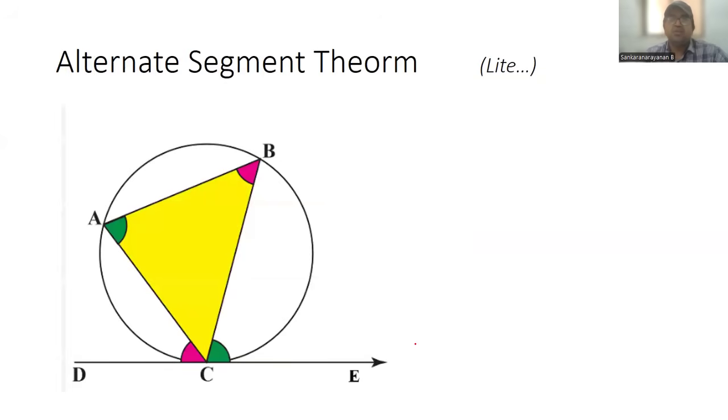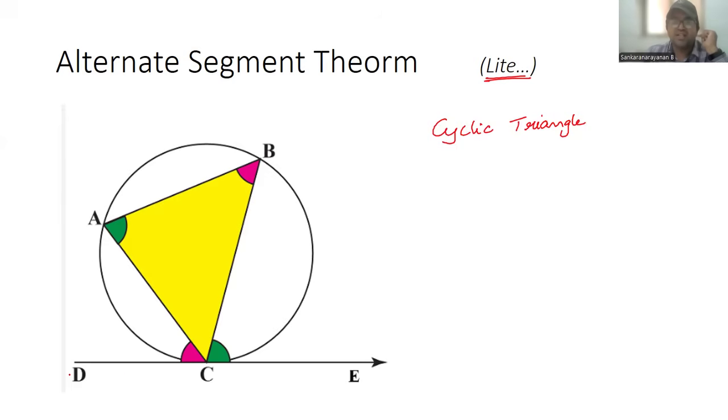Now, I'm going to talk about something called the alternate segment theorem. I am presenting it in a very simple manner. You can Google and find out what exactly the alternate segment theorem states, but I shall make it very simplified. Rather than using these words, I will ask you to consider something called a cyclic triangle. In other words, there is a triangle ABC. You see a circumcircle as I have mentioned earlier.